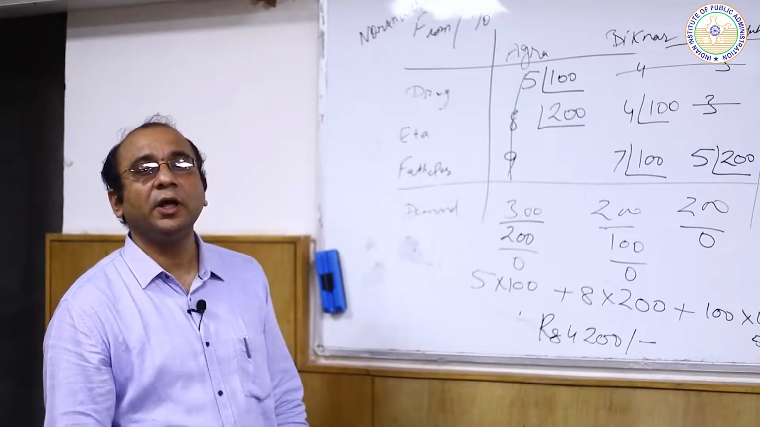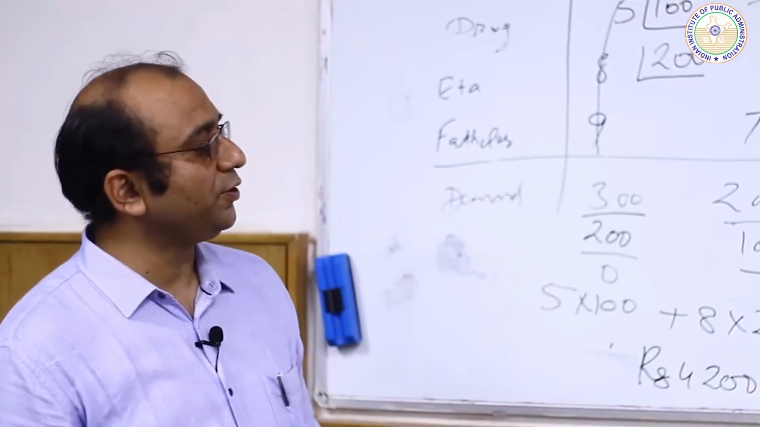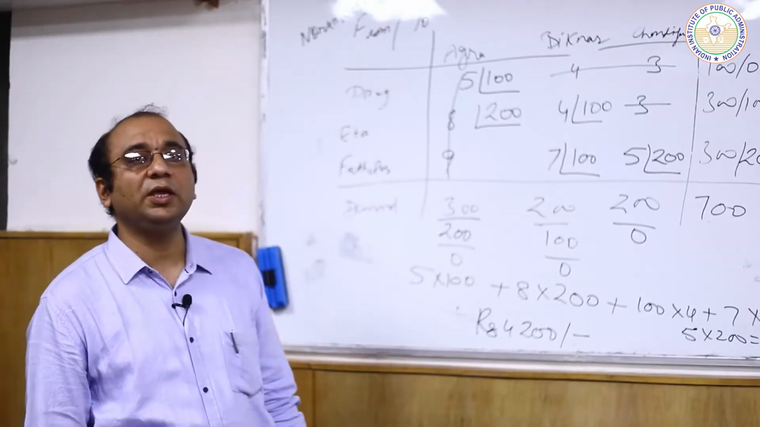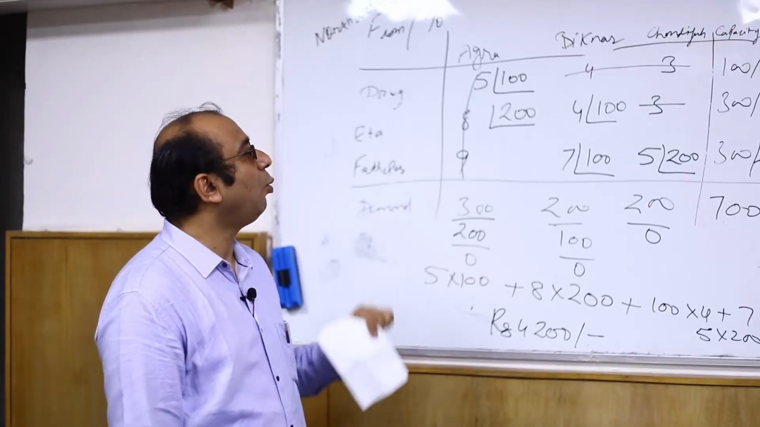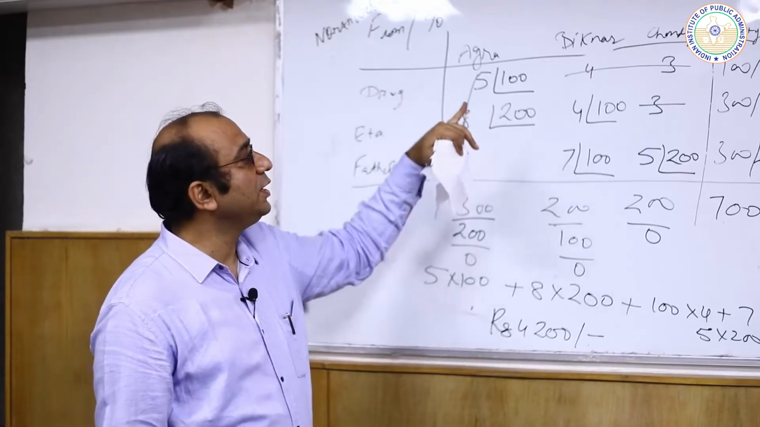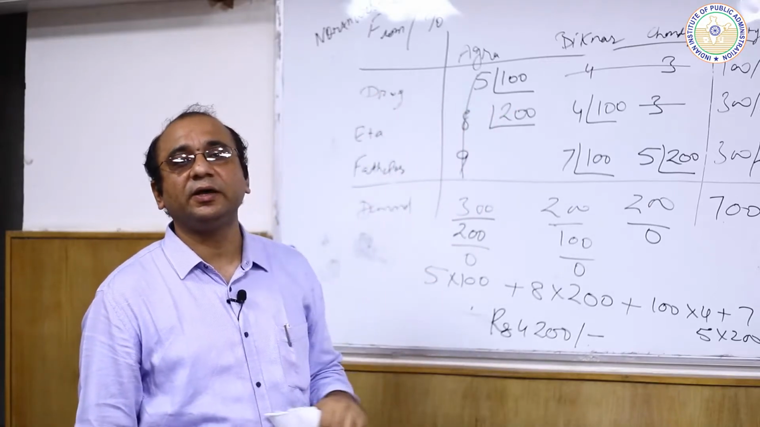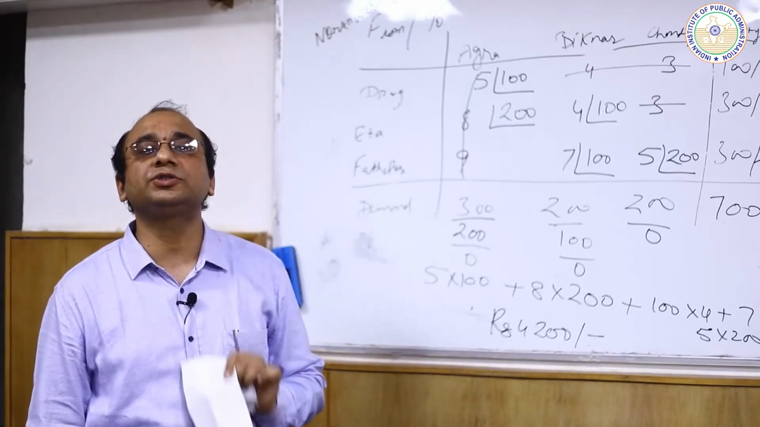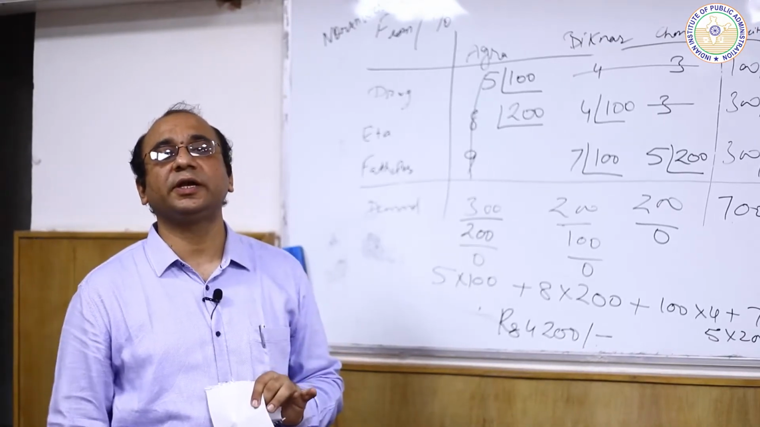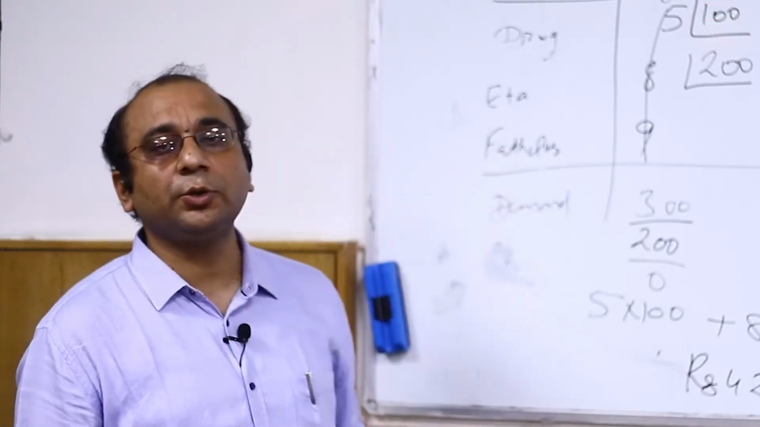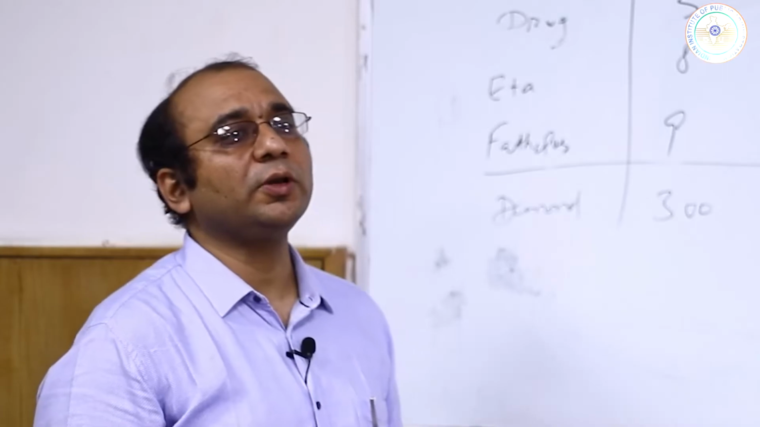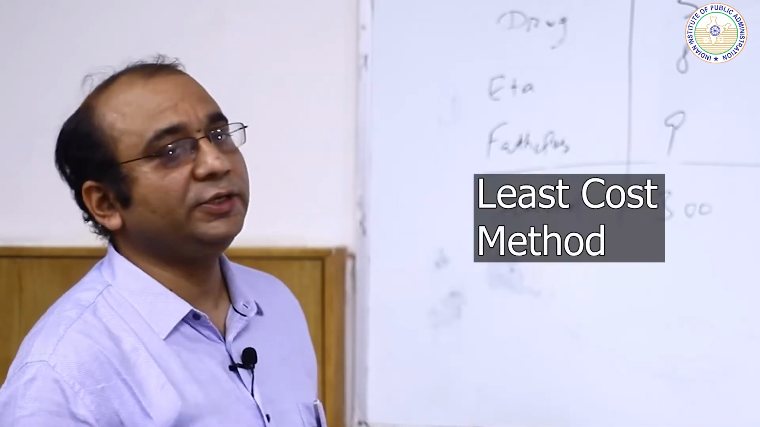So, what is the limitation of this method? The limitation is that while deciding how much goods are transferred from one place to another, we have not considered the cost of transportation. We just consider the demand and supply constraints. So, friends, whether this is the optimal solution or not, we will check later on. Now, we are going to learn the next method, which is called the least cost method.